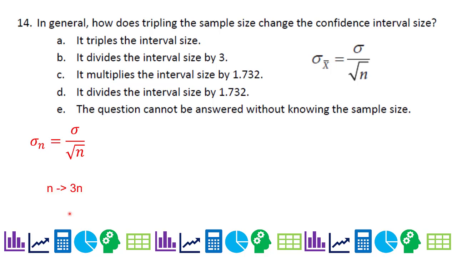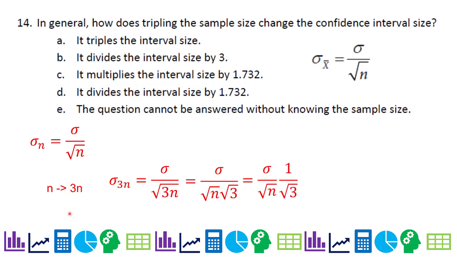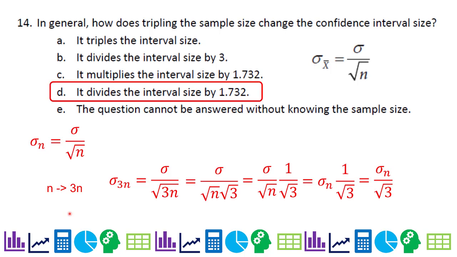So instead of n, I'm going to have 3n. So sigma of 3n is sigma over square root of 3n, and I can pull out the square root of 3. And in fact, I can say, oh, it's sigma over square root of n times 1 over square root of 3. And then basically that's just sigma of n divided by square root of 3. Square root of 3 is very close to 1.732.